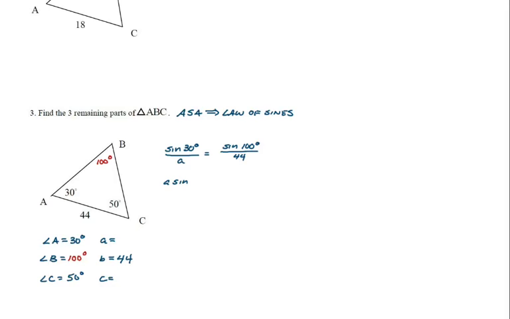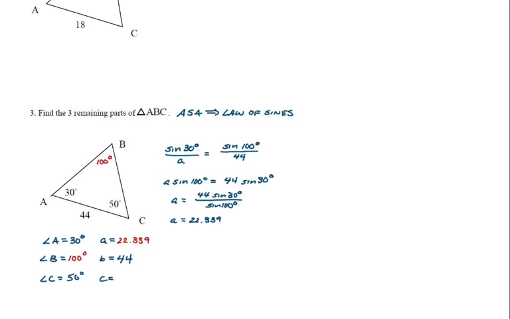So cross multiply or clear fractions, however you like to think about solving this problem, I would get A sine of 100 equals 44 sine of 30. So to solve for A, I would divide both sides by sine of 100. And then putting that in my calculator, I should get A equal to 22.339. So I have side A.